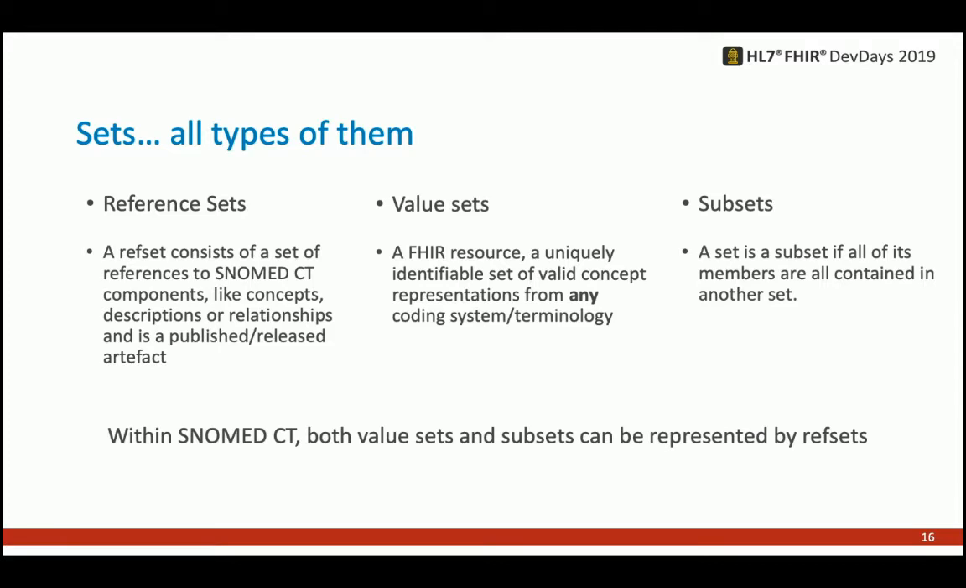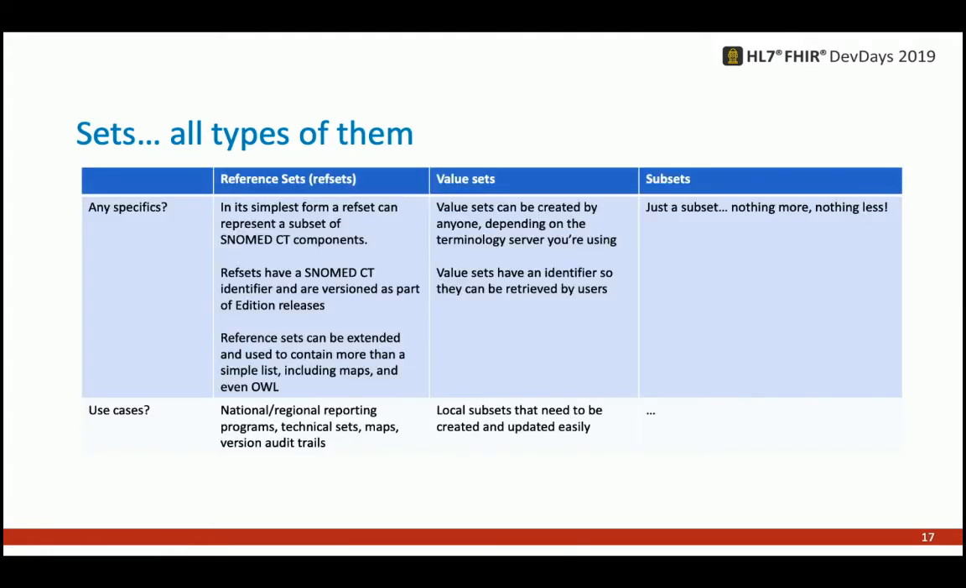With SNOMED CT, the way we work with value sets and subsets is that we represent these as reference sets. And the one thing that a reference set is, just to clarify, is it's something that's published and versioned. So every reference set has a unique identifier in its own right, and it then gets published and versioned. So you'll get this out of the US edition and other editions. Now what that means are the benefits. So I put a table together to see what's the differences and where you use them.